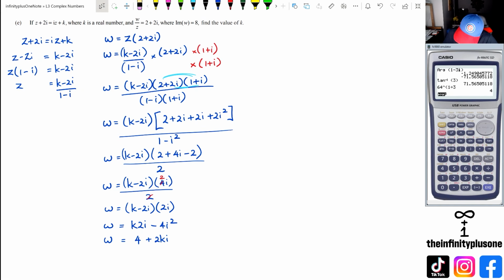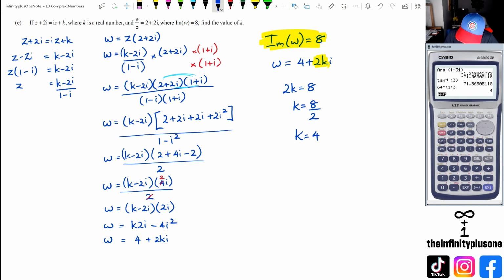Now going back to the question, it says the imaginary part of W is equal to 8. If W is equal to 4 plus 2KI, then because the imaginary part of W is 8, we can say that 2K is equal to 8. So 2K equals 8, and then K is equal to 8 divided by 2, which means we can finish off by saying K is equal to 4.